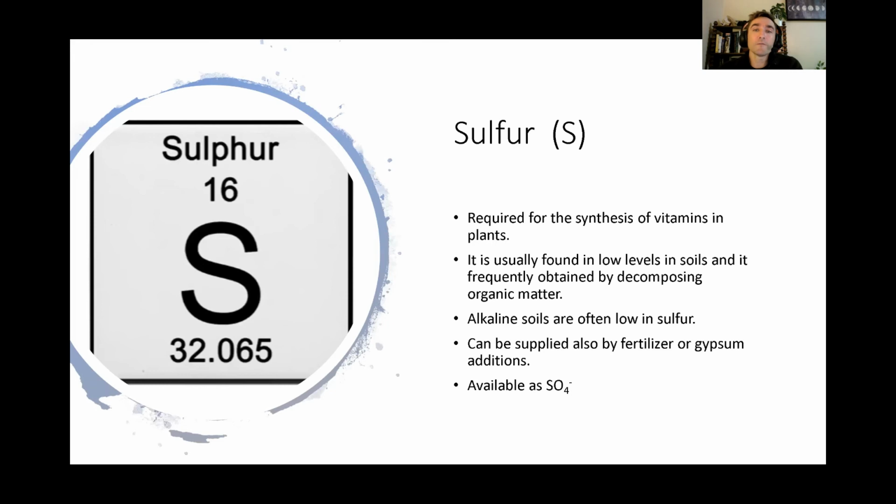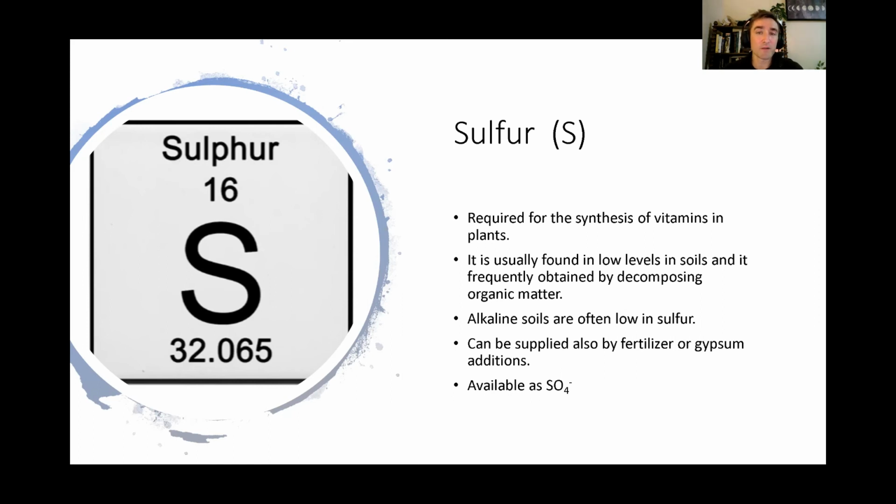Sulfur is required for the synthesis of other vital minerals in plants. It's usually quite low in soils and it'll be obtained from decomposing organic matter. Alkaline soils in particular are low in sulfur. We can apply sulfur to the soil. Usually we do this in a fertilizer, or if we add gypsum.